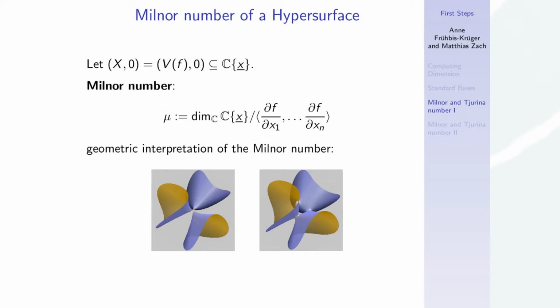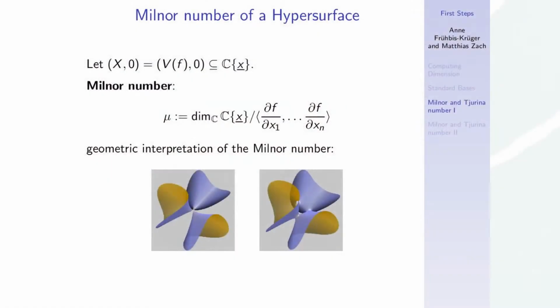wait, there's something here? Okay. It's the quotient of the power series ring modulo the ideal generated by the partial derivative and taking the C vector space dimension of it. Would you please stay on the slide? Paolo or Leonardo, could you please make sure that the slide is in the picture?